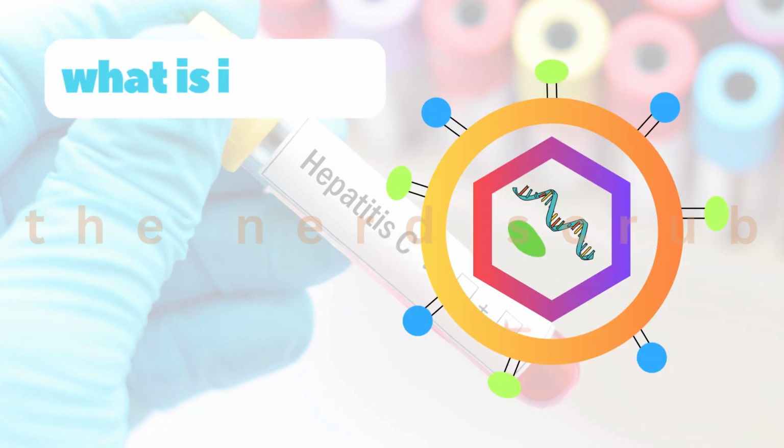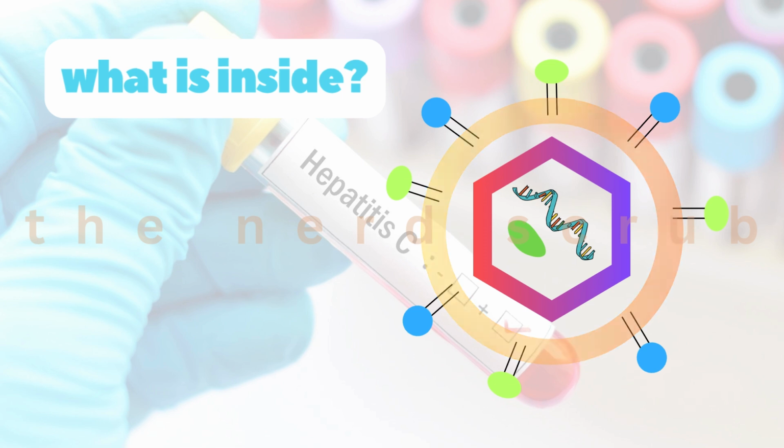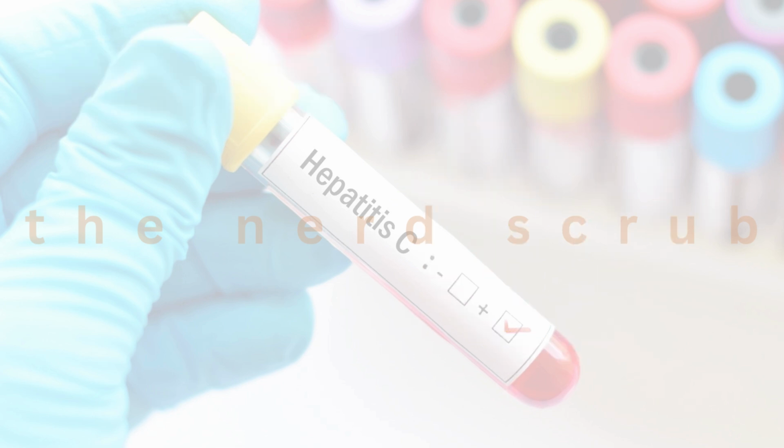So, what is inside the hepatitis C virus? Hepatitis C virus is an enveloped RNA virus, and it has an envelope with glycoproteins and a single-strand RNA genome. The RNA genome is pretty unstable and prone to mutations.